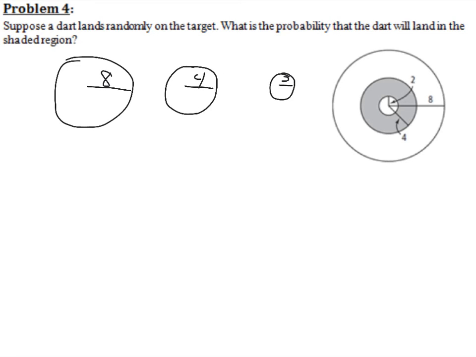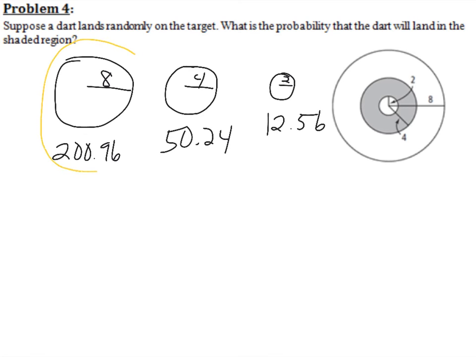Okay, so the radius of 8, I would do pi times 8 squared, which would give me about 200.96. For the circle with a radius of 4, I would do pi times 4 squared, which would get me an area of about 50.24. And finally, the circle with the radius of 2, I would get an area of about 12.56. Now this biggest circle, this is my total area that could possibly happen. So that's going to go on the bottom of my fraction.